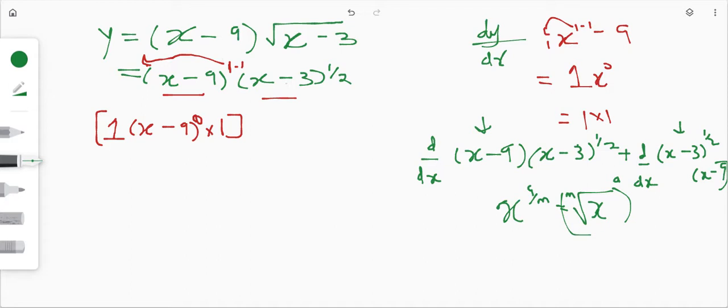So this is the product rule here, which I've written down. You derive one term and you leave the other one. So at the first point, we leave the x minus 3 to the power half and we derive the x minus 9. Then you say plus. Then we derive the x minus 3 to the power half, and we leave x minus 9. Are we clear on that?